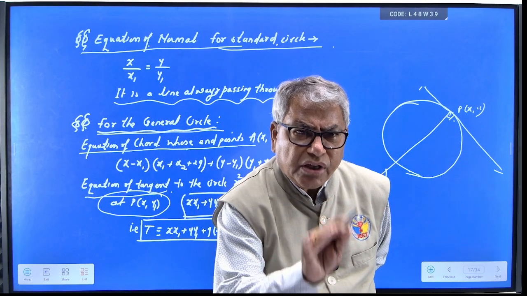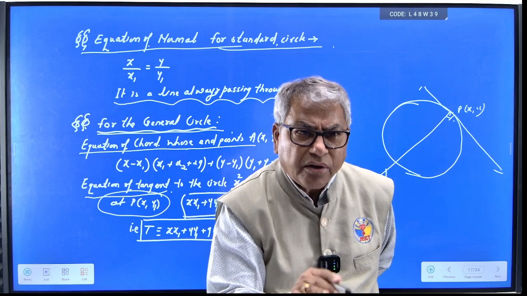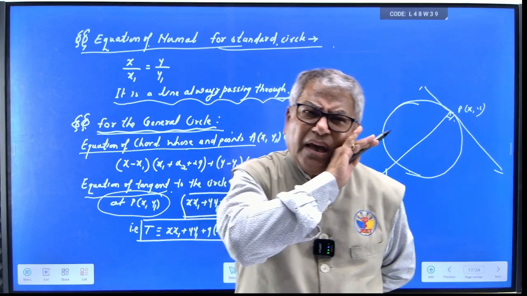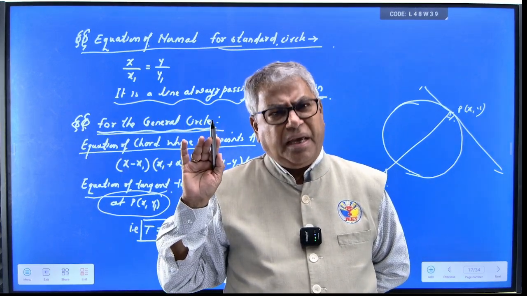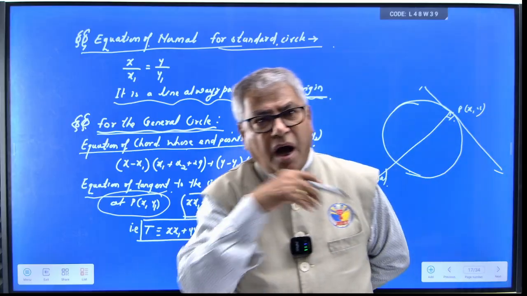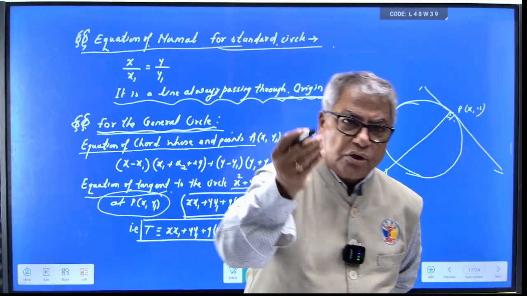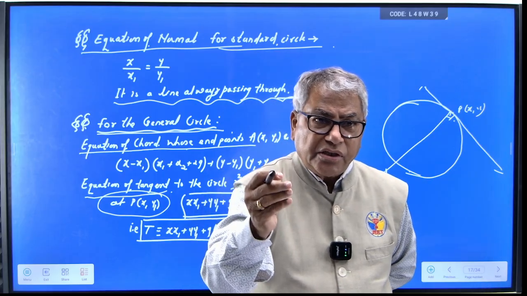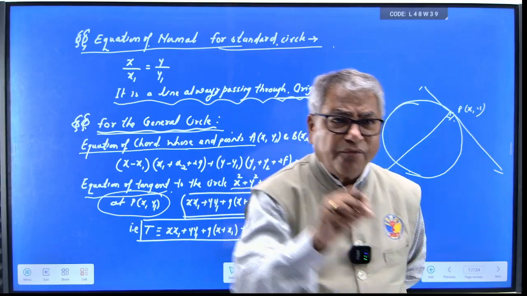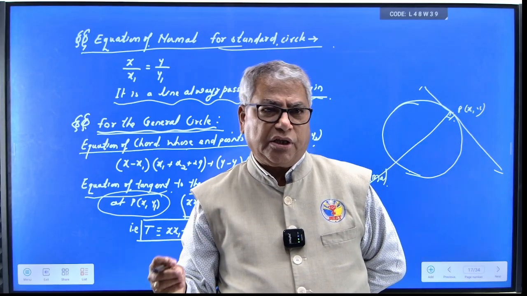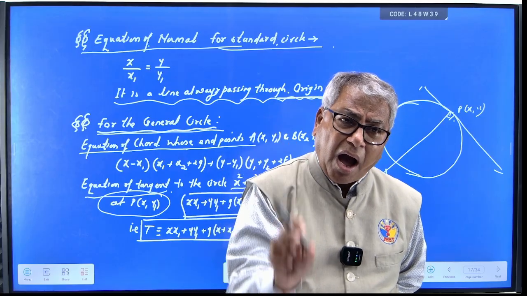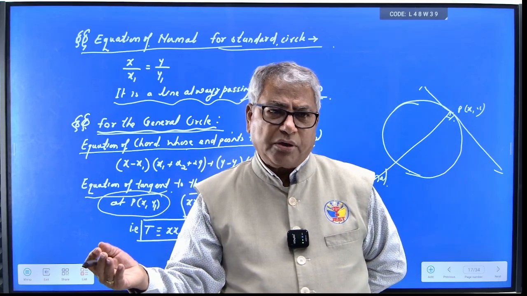You can use this trick for any type of curve, known curve or unknown curve. x square becomes xx1, y square becomes yy1. Where x is there, make the coefficient of x half and in the bracket x plus x1. Make the coefficient of y half in the bracket y plus y1.